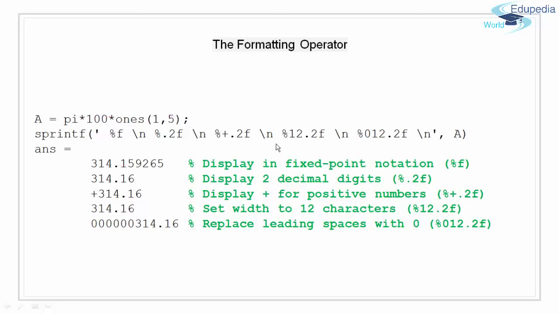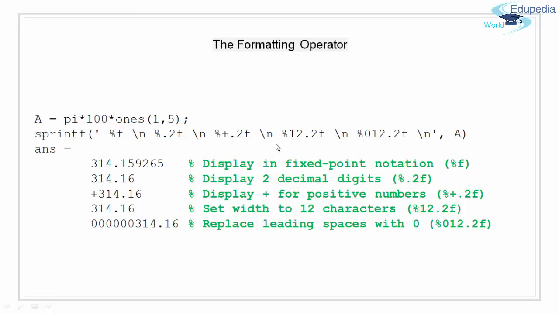So in the first way, we are just using %f. That means we will be inserting a floating point value. Then in the second one, we have %.2f. Here .2f is the precision after the decimal point, up to 2 decimal places. Then we have %+.2f. This displays a plus sign for the floating point numbers. Then we have %12.2f. This sets a width of 12 characters with a precision of 2 decimal digits.